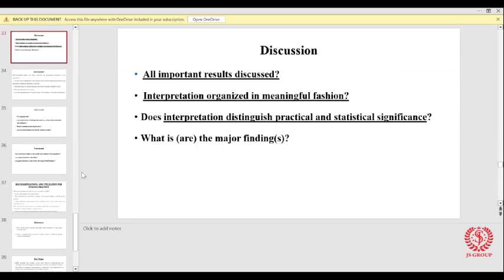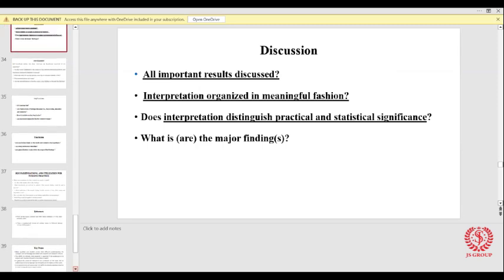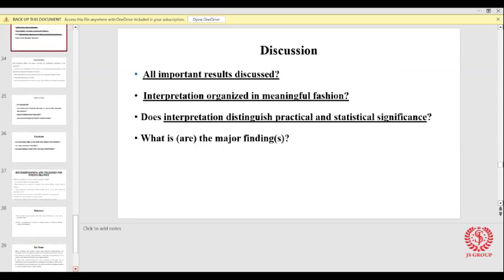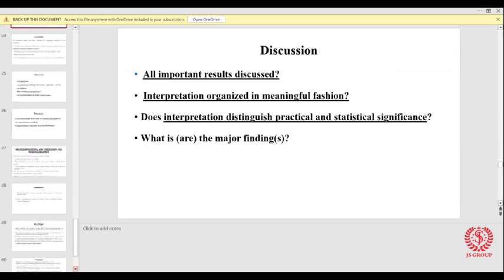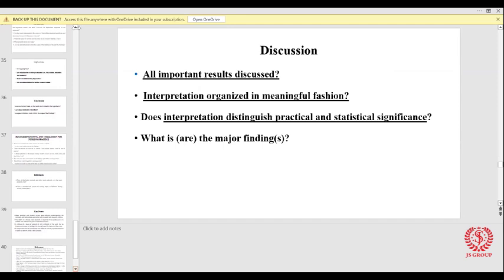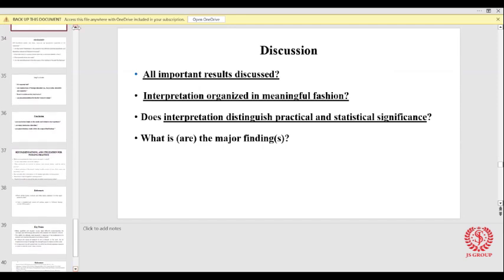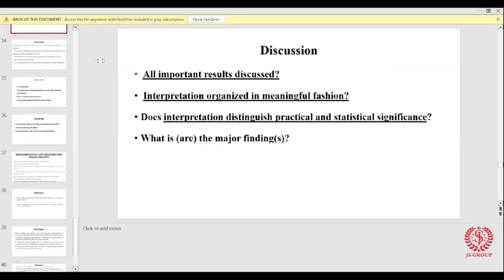Discussion chapter. Always we will discuss the research results on the basis of objectives and hypothesis, whether the research hypothesis is accepted or rejected. That we will discuss in the discussion chapter. So whether all important results are discussed or not, we will check. Then, is the interpretation organized in a meaningful fashion or not?